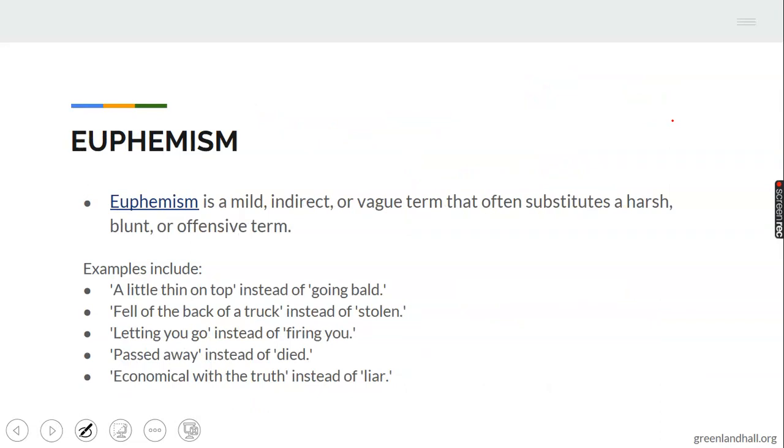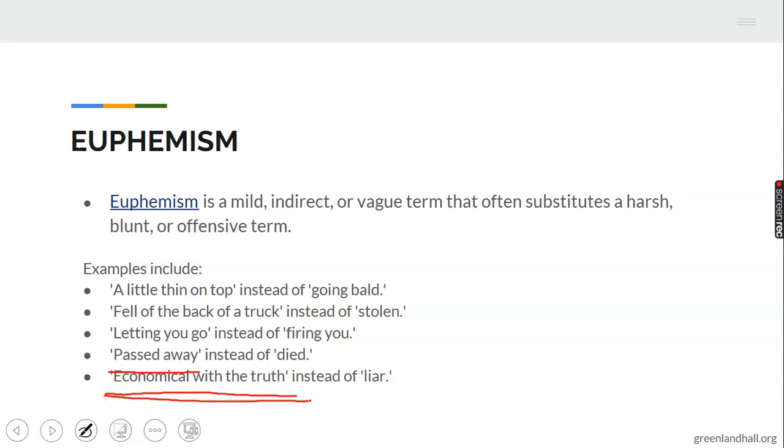Euphemism is saying something harsh, something blunt, something offensive in a mild, indirect way. Somebody has just died, but you want to say it in a mild, indirect way. You say, he has passed away. So yeah, it means death. Or if you don't want to say the other person is lying, you can say they are economical with the truth.